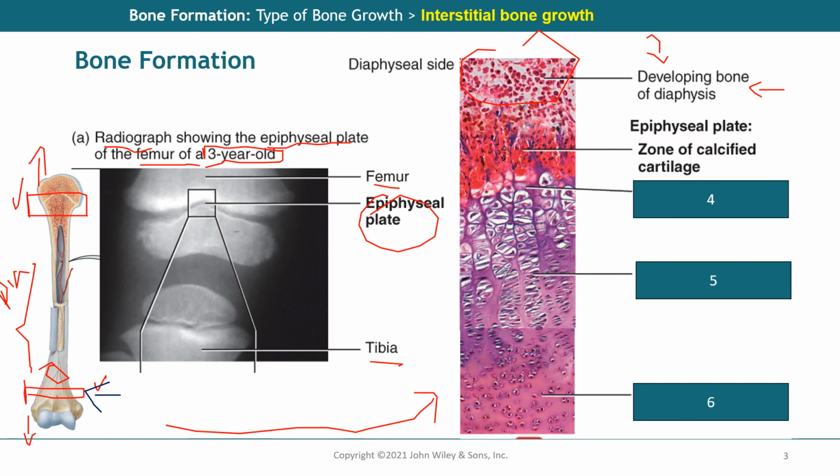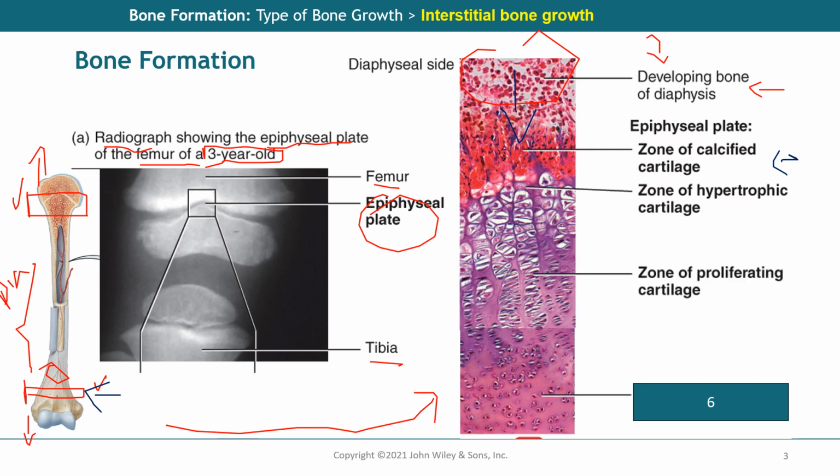The first section will be the zone of calcified cartilage. If you remember, this is the one that is going to be replaced by bone, and this region is going to move. You're going to have a longer diaphysis, and this is going to be replaced and move forward. Later, you have the zone of hypertrophic cartilage. Then here you have the zone of proliferating cartilage. And lastly, you have the zone of resting cartilage. With this, we are done with interstitial bone growth.